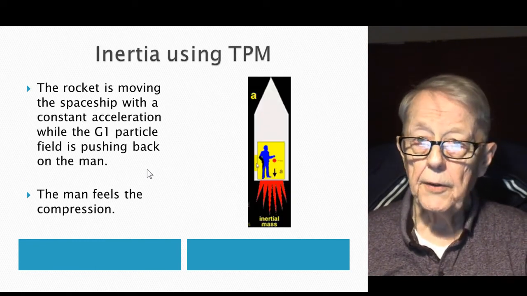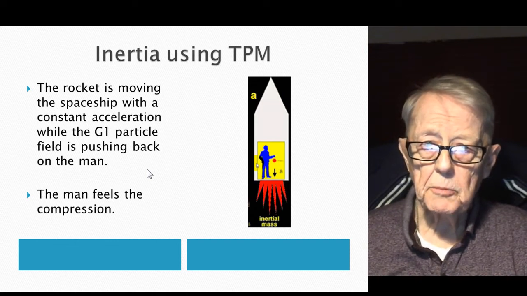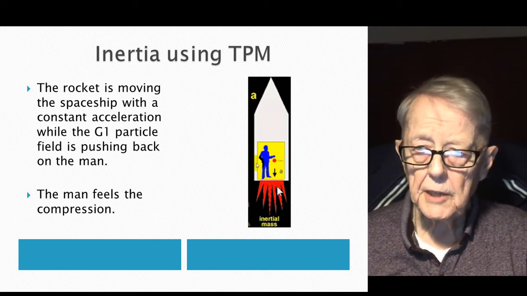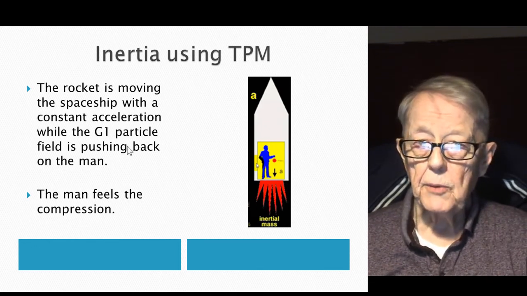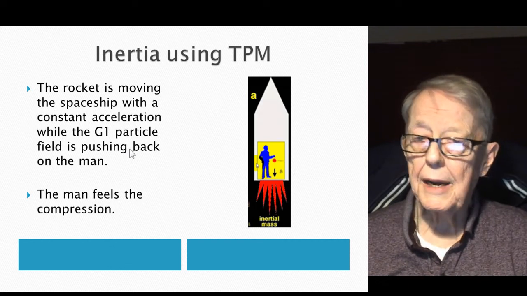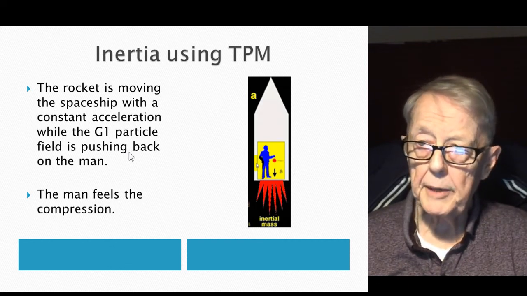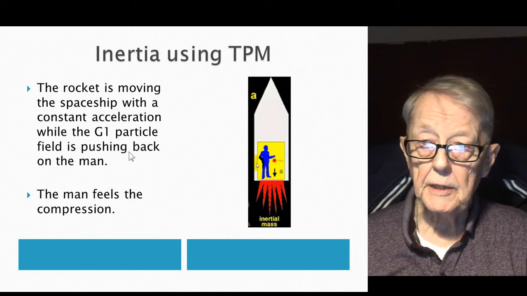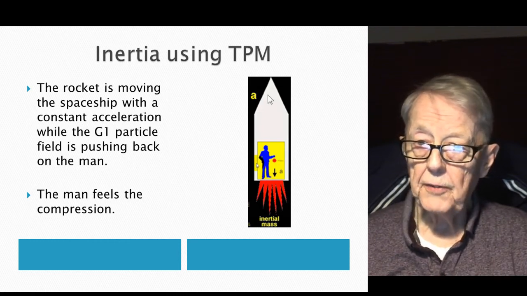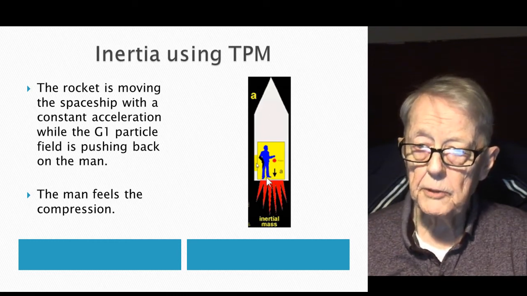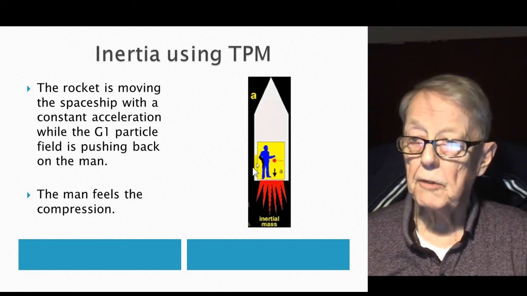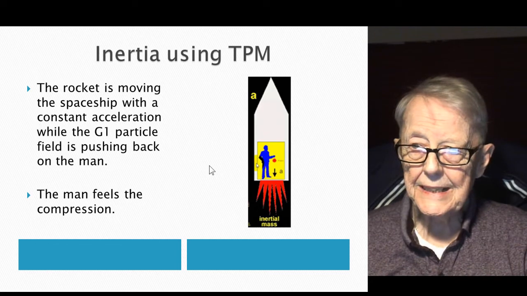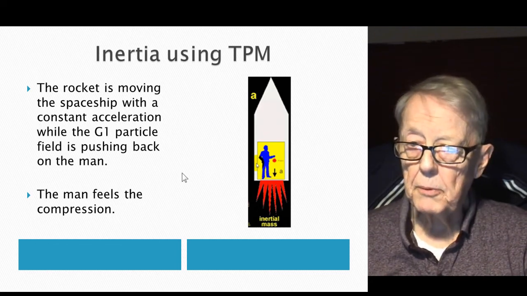Okay, inertia. The rocket ship, the spaceship, is moving with constant acceleration. The force is up, the acceleration is upward, while the G1 particle field is pushing back on the man. I made that point earlier. There is drag. The man's going to feel compression because there's the force pushing this way, and there's the drag pushing this way. That's how we feel it in a very simple way.